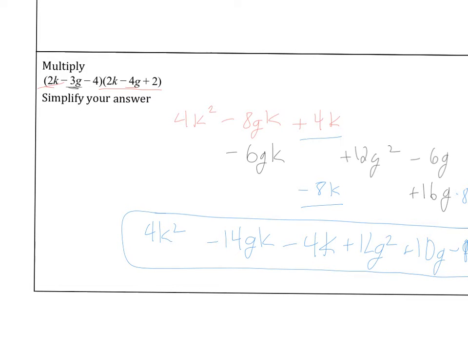But this is called a vertical method, and it's just when you have more than 2 terms in either of these. It's a good way to keep yourself organized. The nice thing about it is if you want to go back and check your work, you know that each line corresponds specifically. Like, I know this red line corresponds to what I did with the 2k. I know this black line corresponds to what I did with the negative 3g.